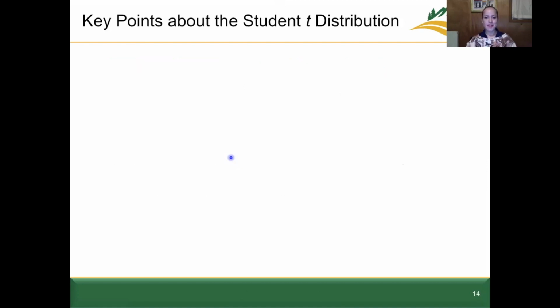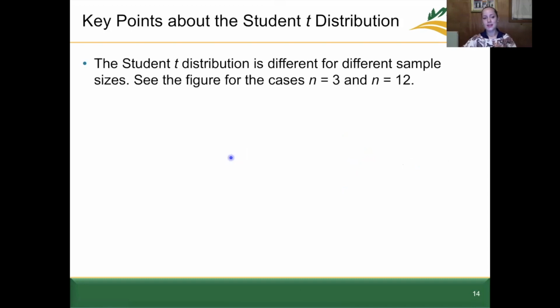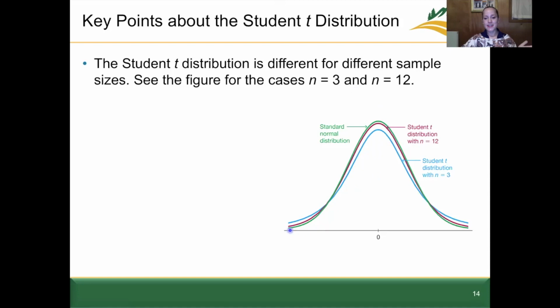Now, if you're wondering what's the difference between the normal distribution and this t-distribution, well, the student t-distribution is different for different sample sizes. For example, look at distributions of n equal to 3 and n equal to 12. Here in green is our standard normal distribution. We have a mean of 0 and a standard deviation of 1. For standard normal distributions, we didn't talk as much about the sample size, but here for student t-distributions, we can differentiate between n equal to 12 and n equal to 3.